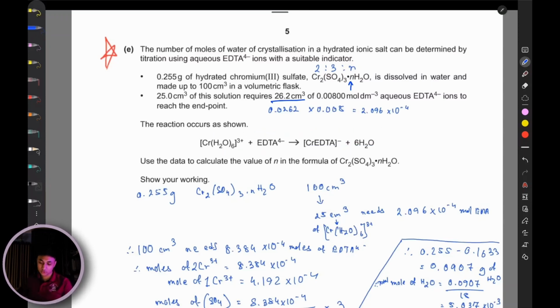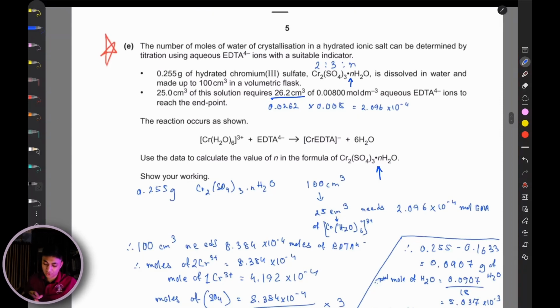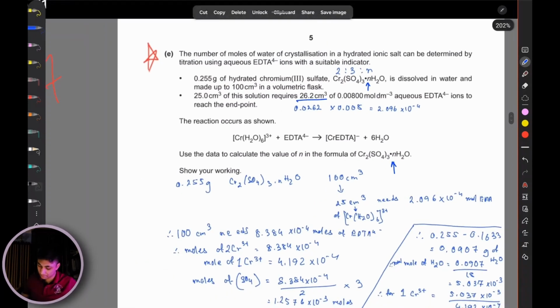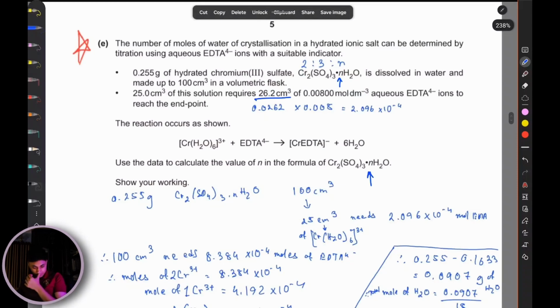Use the data to calculate the value of n in the formula of this salt. So ultimately, after all the calculation, they want you to find out how many portions of water molecules are present in your hydrous salt. So they want you to find the sort of empirical formula, right? Now, to be able to do that, I first need to understand how many moles are reacting in the 25 cm³, right? Okay, so let's figure that out.